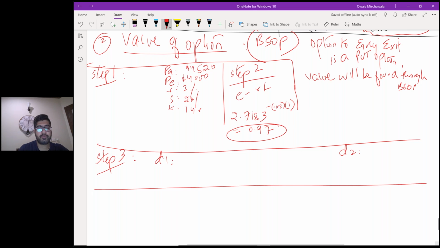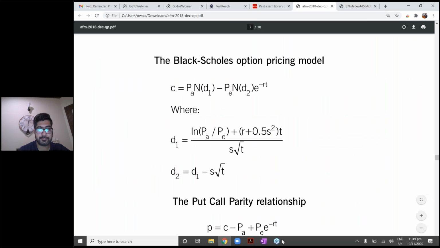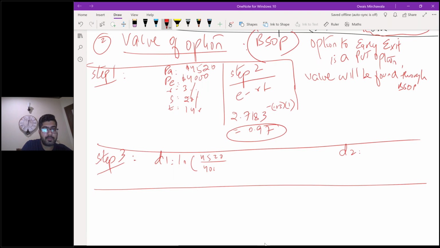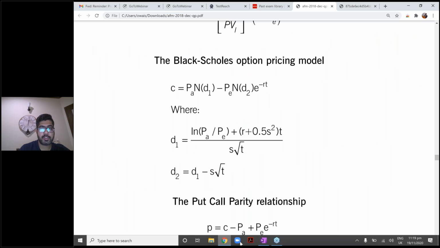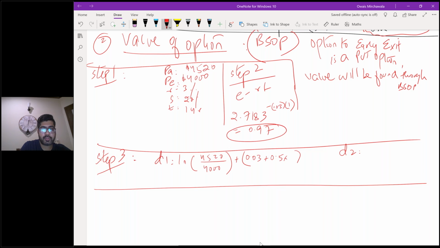You have the formulas for D1 and D2, refer to them. D1 is ln(PA over PE) plus bracket open R plus 0.5 S squared, T. So ln of PA 4520 over PE 4,000 plus bracket open R 0.03 plus 0.5 S squared, 20% squared, T is 1 year, over S root T, 0.2 root 1. You will get the D1 value.